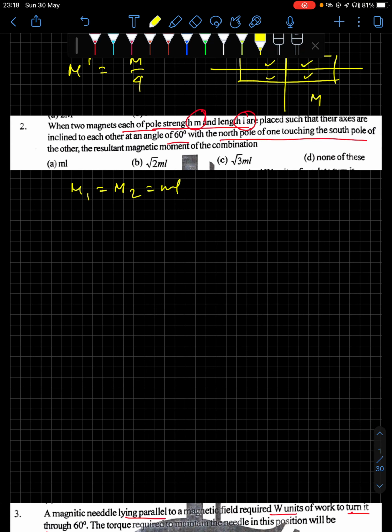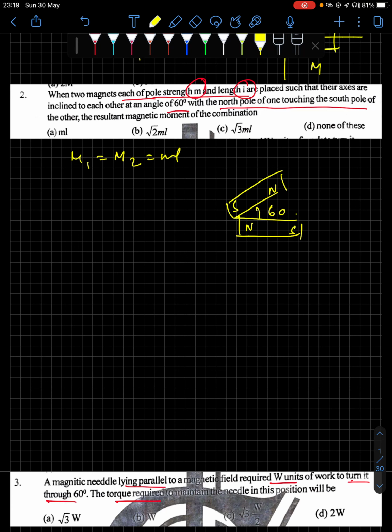Now the magnets are touching each other, like the north pole of one magnet is touching the south pole of the other magnet. So unlike poles are touching each other at an angle of 60 degree. So the alignment is kind of like this. Say this is south, this is north, and this is north, this is south. So unlike poles are touching each other at an angle of 60 degree, and you have to find the equivalent magnetic moment.